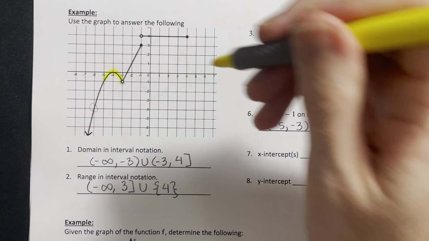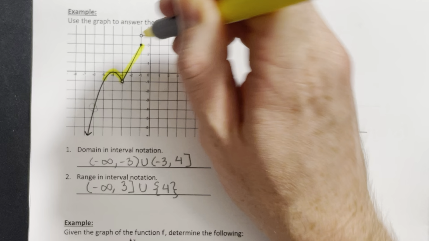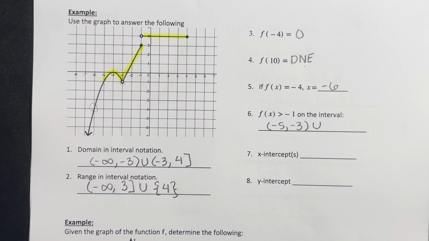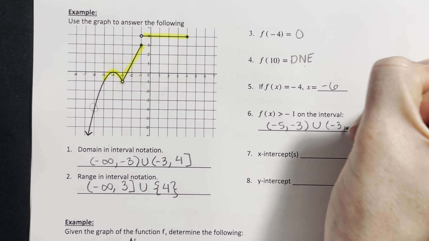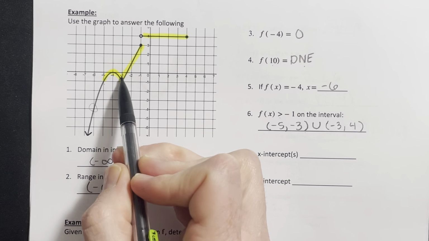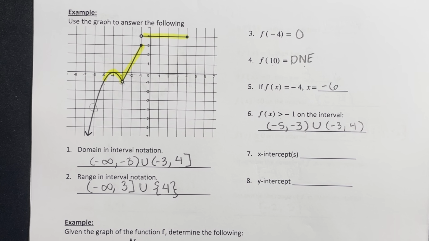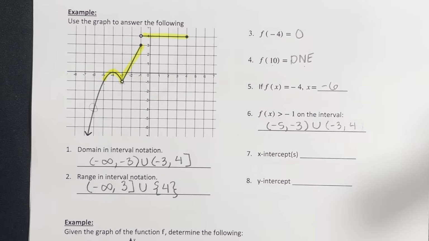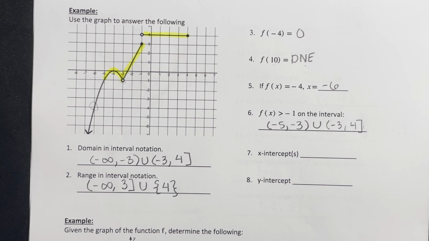This is still greater than negative 1 for all of these values. And that would be from negative 3 to positive 4. We're describing the x's, so that's when x is negative 3 all the way to when x is positive 4. And actually, that positive 4 would be a bracket because its output is absolutely greater than negative 1. Its output is positive 4.